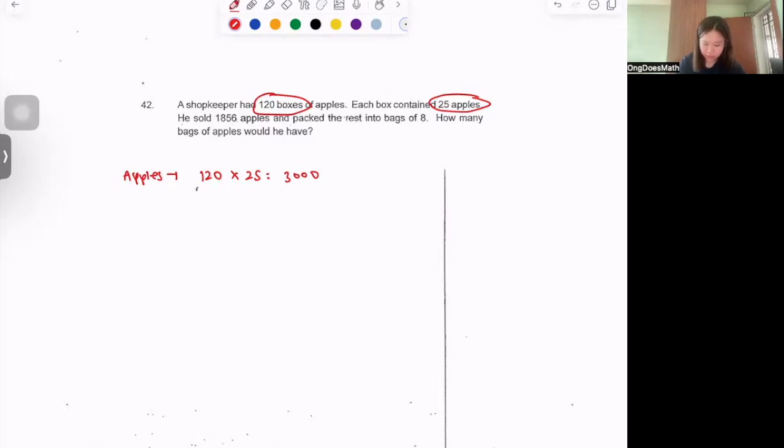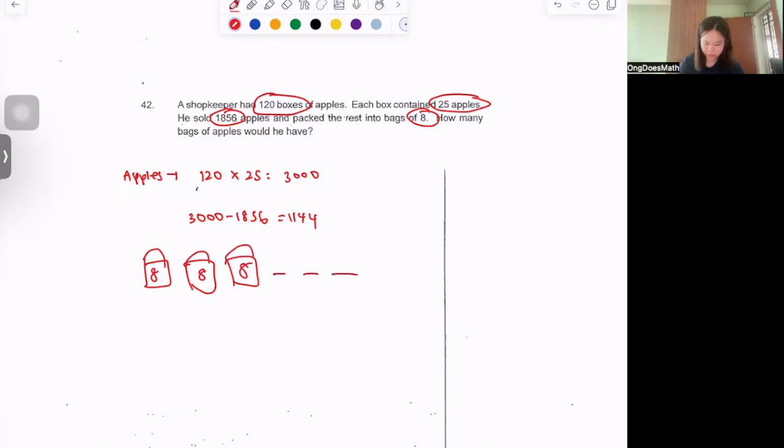And if he sold, it means he has less now, right? So how many apples does he have now? It will be 3,000 minus 1856. And that should give you 1144. And then he packed it into bags of 8. Then he asks you how many bags are there. So now instead of boxes, now in bags. And each bag has 8 apples.